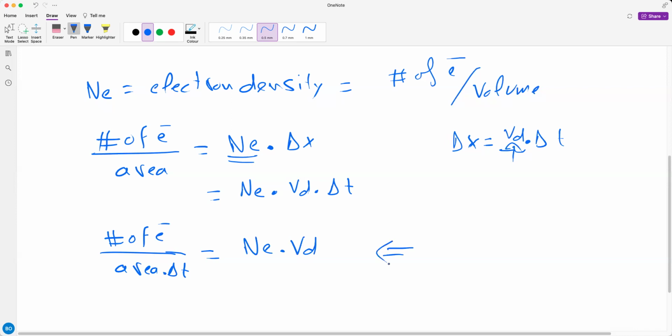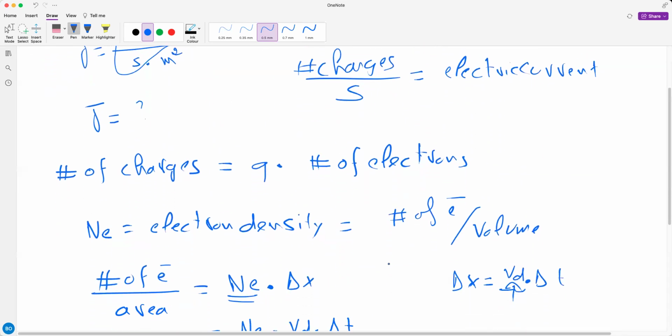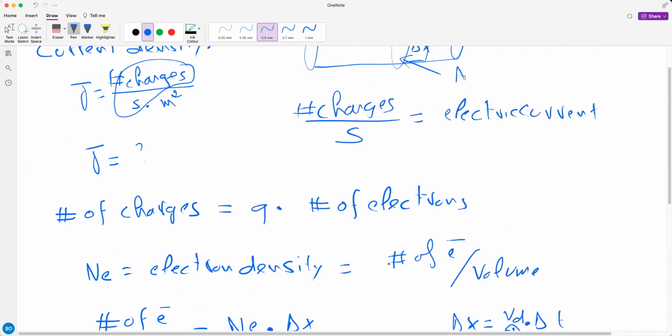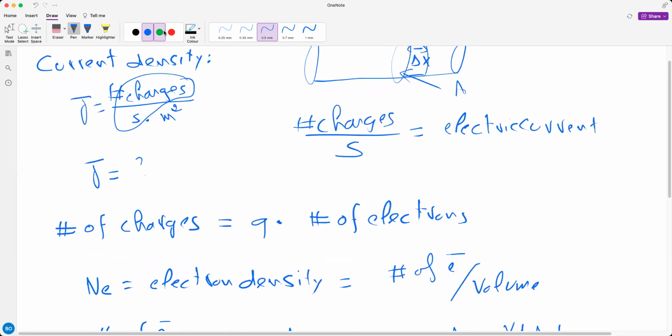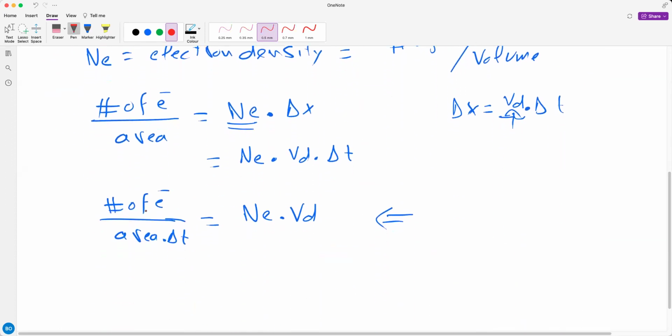So what did I want at the beginning? I wanted this. I wanted the number of charges per second per area. So here I have the number of electrons per area per second, right? What do I want to do here to get the current density? I want to multiply by what?